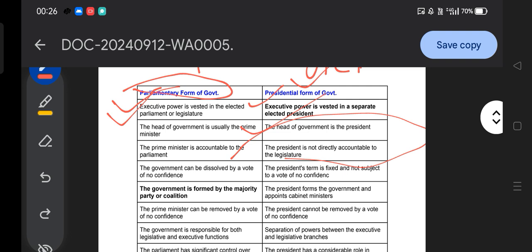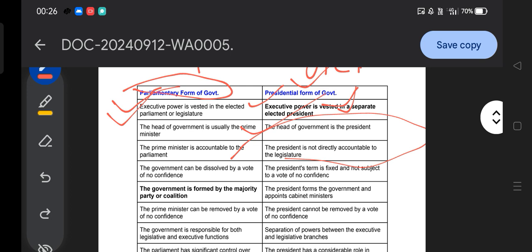Okay, why sir, is it not accountable to the legislature? Because the president is not related to the legislature. But in the parliamentary system, the president is also part of the legislature. Remember, Parliament has three parts: Lok Sabha, Rajya Sabha, and the President. But in the presidential form of government, the president is not directly accountable to the legislature. Then the president's term is fixed and not subject to a vote of no confidence.